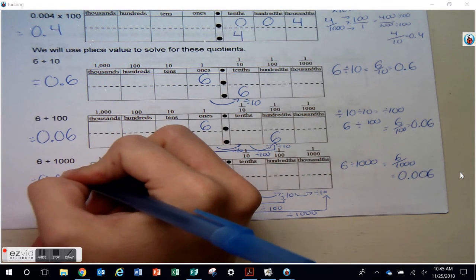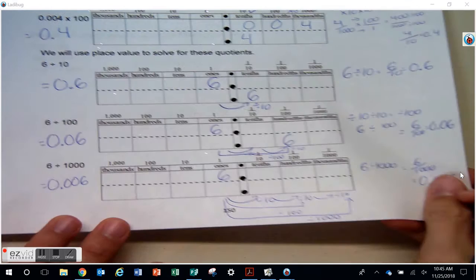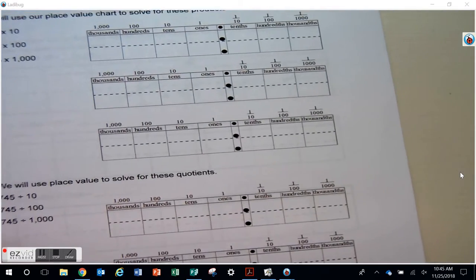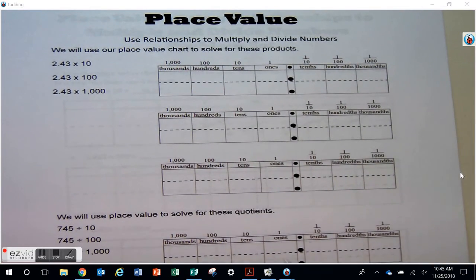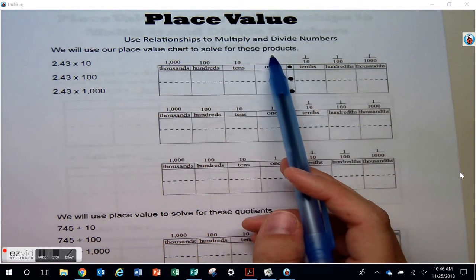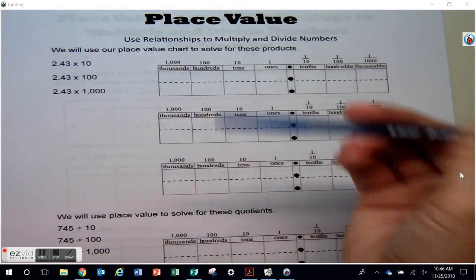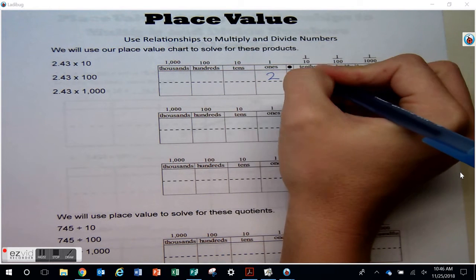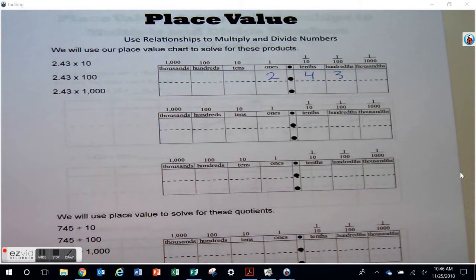Let's look at this next one, which is a little bit more difficult, but same idea here. We'll use our place value chart to solve for these products. 2 and 43 hundredths times 10. So we have 2 and 43 hundredths. We're going to multiply this by 10. What we're going to do is look at each place value individually and multiply it by 10.